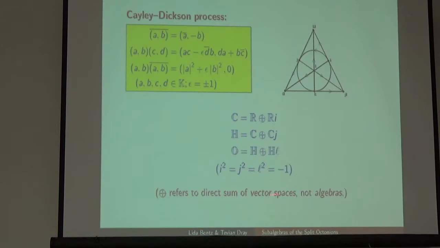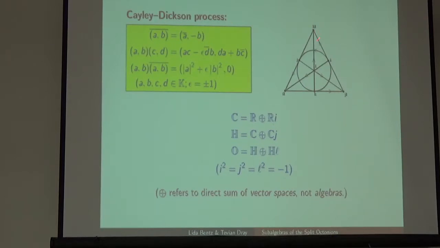I would like to emphasize that little thing I just mumbled about vector spaces. We're talking about algebras here, and there's a little bit of confusion in the language. When we write direct sums, we will always mean of the underlying vector spaces, but our multiplication tables will always be set up in this other way. It's not a direct sum of algebras.